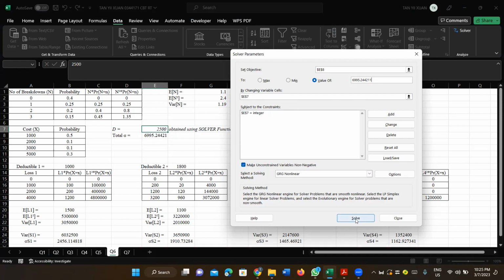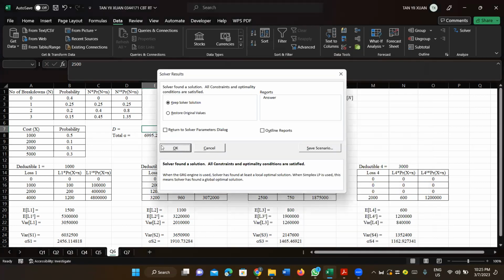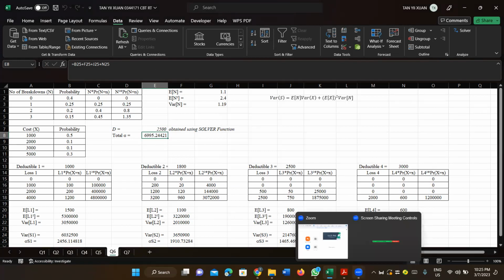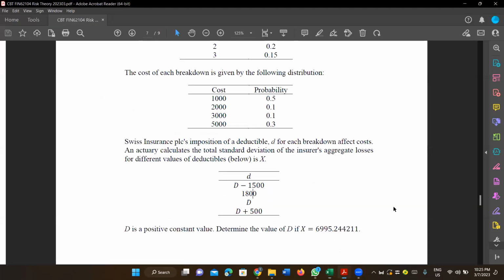Thus we can press Solve, and we will get the result, which is D equals 2,500. And when D is 2,500, the summation of all the standard deviations equals 6995.244211, which is exactly the same as given in the question.